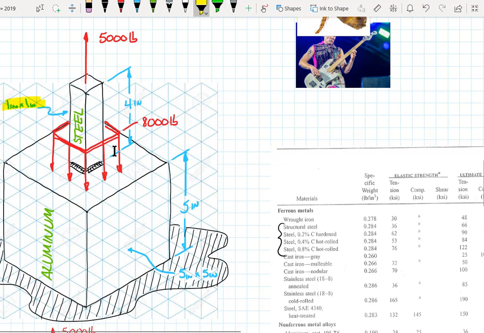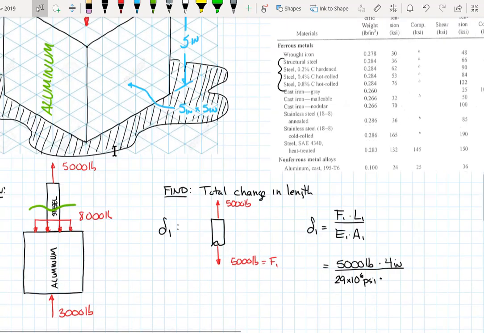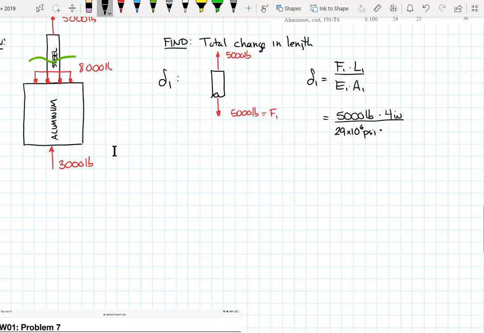It's just given as 1 inch by 1 inch. And the graph actually shows us, or the picture shows us, 1 inch by 1 inch. So I'll write it out, 1 inch times 1 inch, square. All right, so now we can calculate that. And it should be a pretty small number.